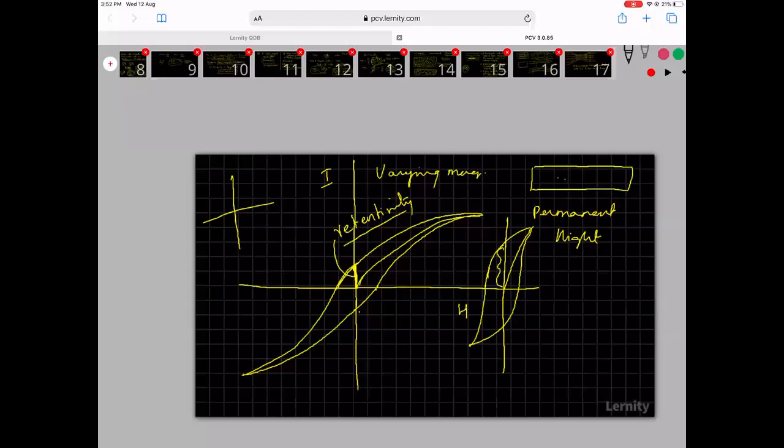Now, the reverse magnetic field that you are applying here to make it 0 is what is known as the coercivity. Coercivity is the reverse field that you are applying on a ferromagnet to make its magnetism 0.